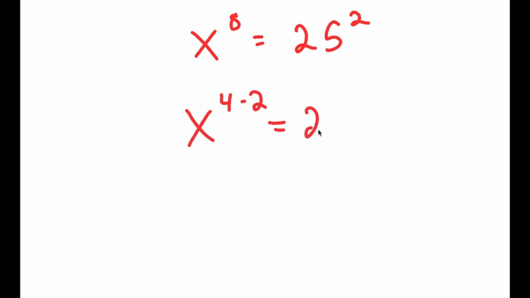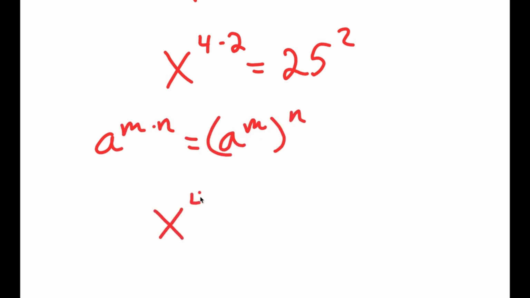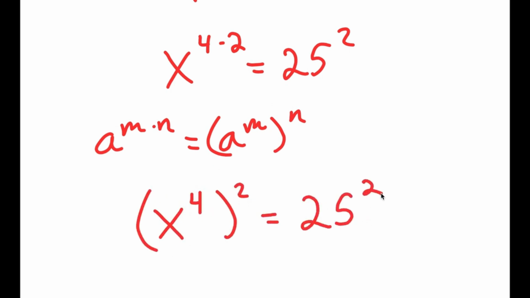Alright, so in this video, I'm going to solve the equation x to the power of 8 is equal to 25 squared. To solve this, I'm first going to rewrite it as x to the power of 4 times 2 equals 25 squared. If I have something in the form a to the power of m times n, this is equal to a to the power of m, to the power of n. So x to the power of 4 times 2 is equal to x to the power of 4, to the power of 2, and this is equal to 25 squared.